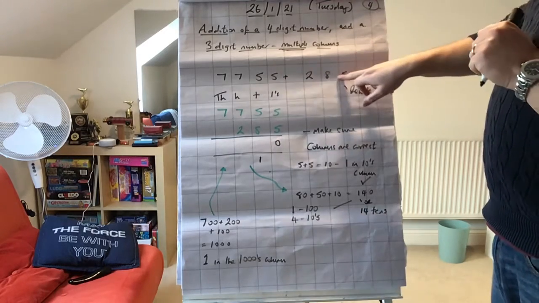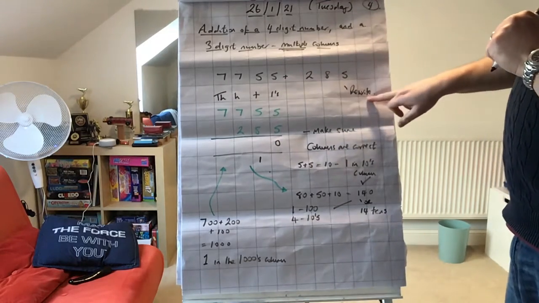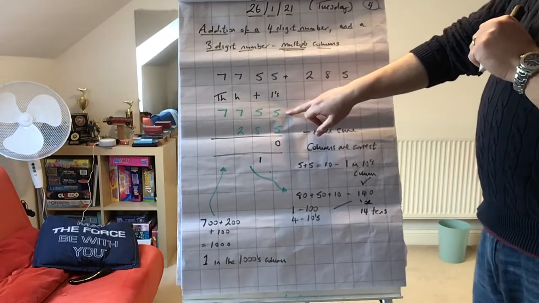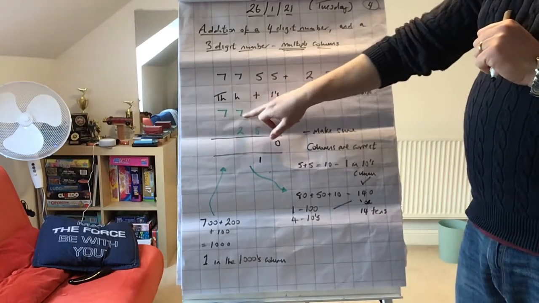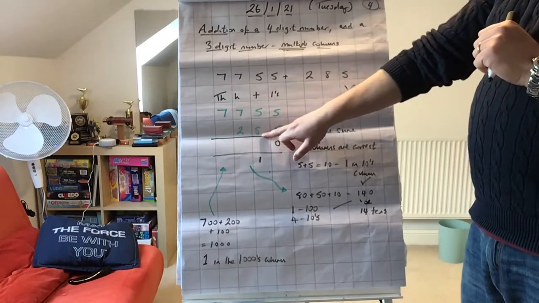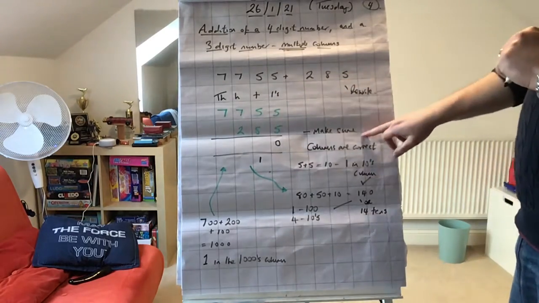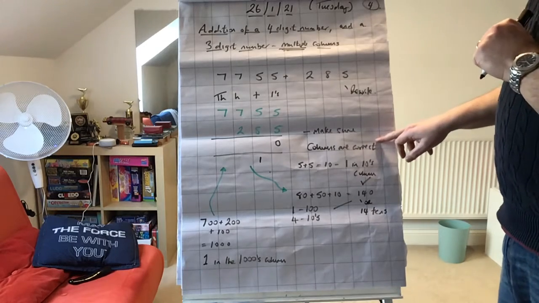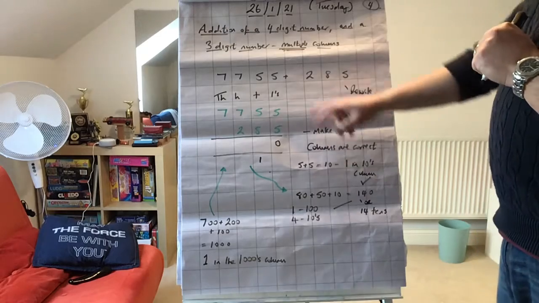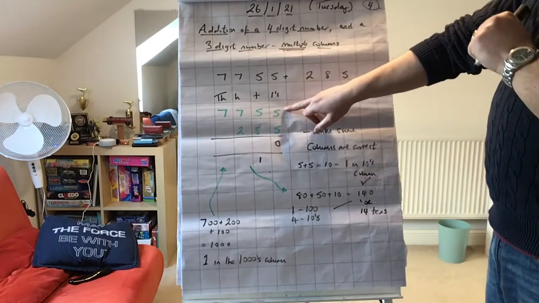Okay, so that is an example of a horizontal sum. First thing you do, rewrite it, and make sure you get the columns in the correct place. So the 4-digit number has thousands, hundreds, tens and ones. The 3-digit number only has hundreds, tens and ones. So make sure you put the numbers in the correct columns. I've started already, so I'm looking at my ones column, which is always where we start.